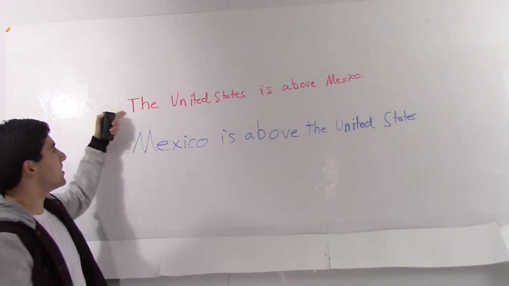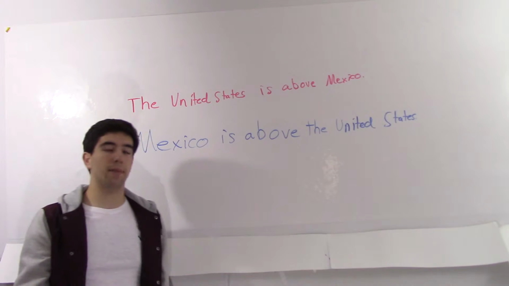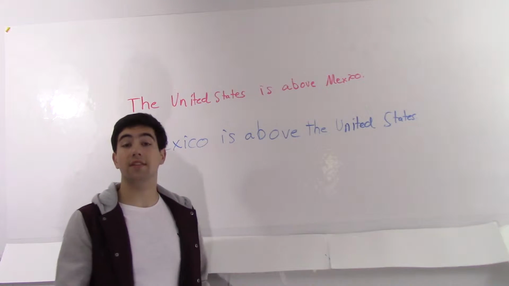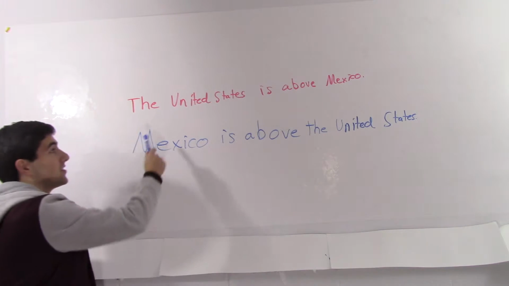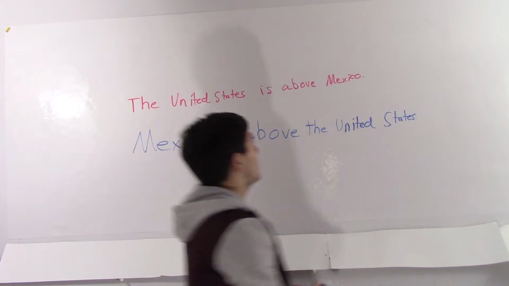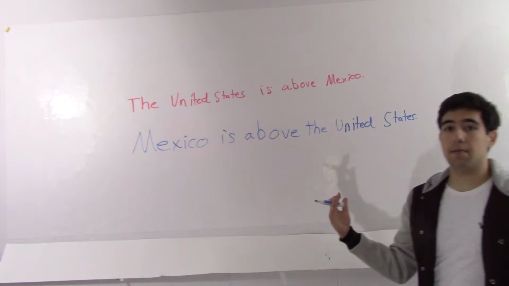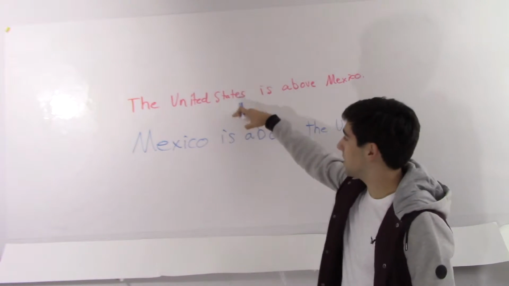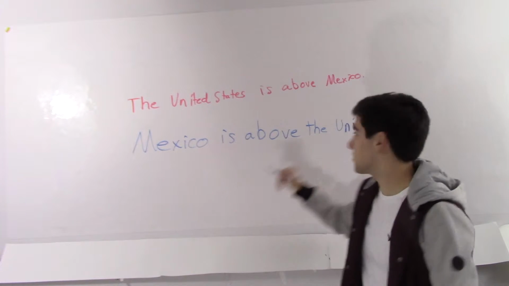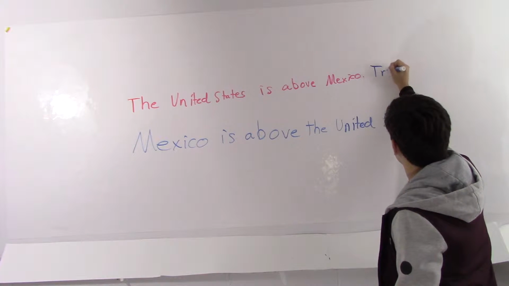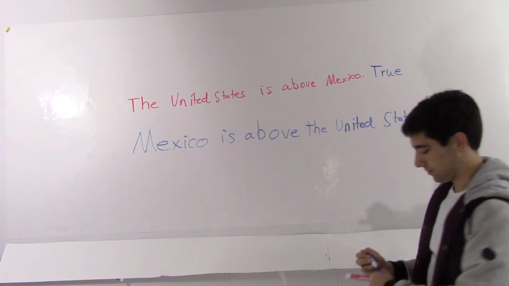Now, both of these sentences show proper grammar. However, we don't necessarily know that these are true. The United States is above Mexico. Well, we know this has to be true because if you look at the map, North America is laid out as Canada, the United States, and Mexico. So this sentence is true.